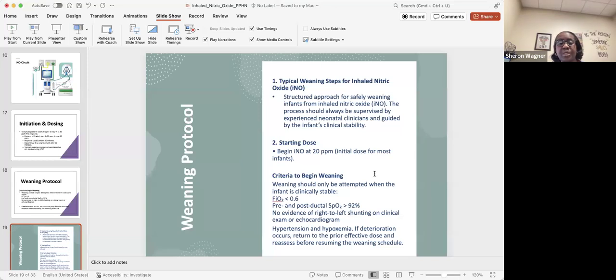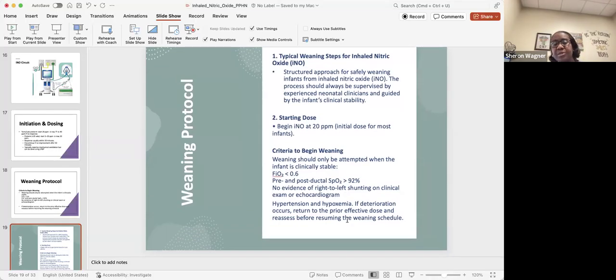So just a quick little chart to show you the initial steps. You begin at 20, and then you start weaning once the baby has met stability criteria. Generally, you go from 20 to 10, and then from 10 to 5, and after 5, you go 5, 4, 3, 2, 1 until the baby is completely off the nitric oxide.